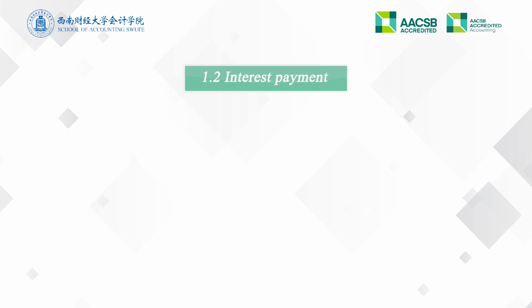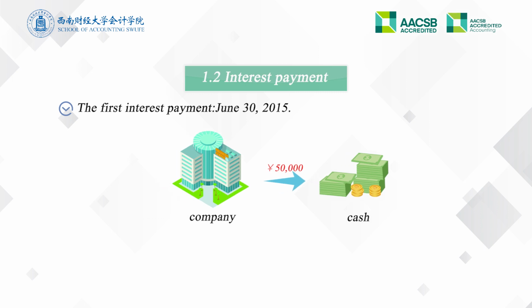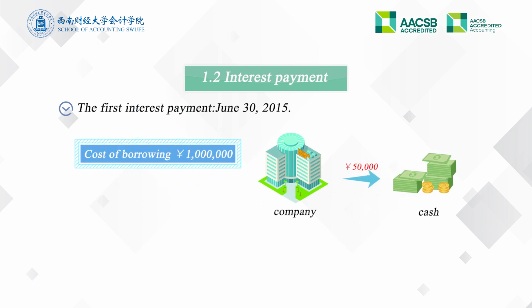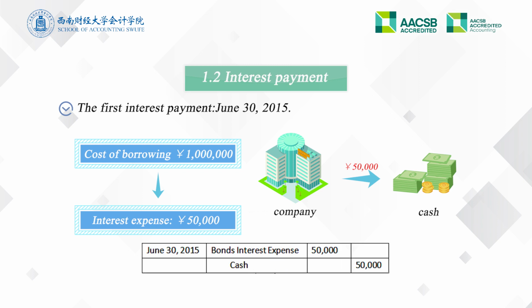Interest payment. The first interest payment is on June 30th, 2015, when the company would pay cash of 50,000 yuan. It will also recognize the cost of borrowing 1 million yuan for half a year, which is interest expense of 50,000 yuan. Therefore, the related entry is as follows. June 30th, 2015, debit bonds interest expense, 50,000 yuan. Credit cash, 50,000 yuan.